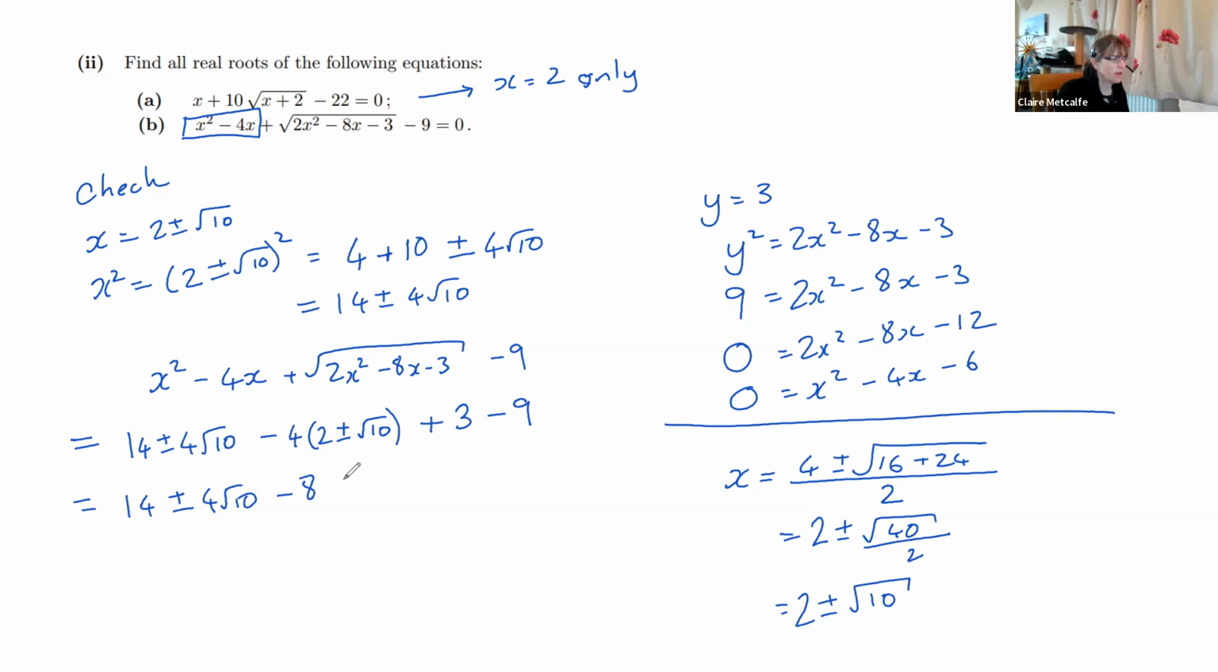What you can do is write that now as minus plus 4 root 10. And what that's saying is that if this one is a plus, this one is a minus. So it's just showing you that the sign is flipped. Okay, so these cancel. And we've got 14 minus 8 is 6. And then plus 3 minus 9 equals 0. So I'm pretty happy with that.